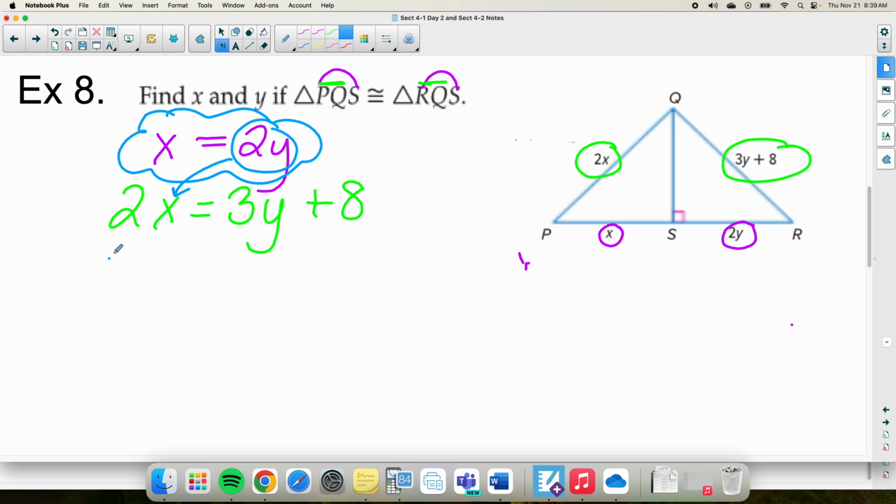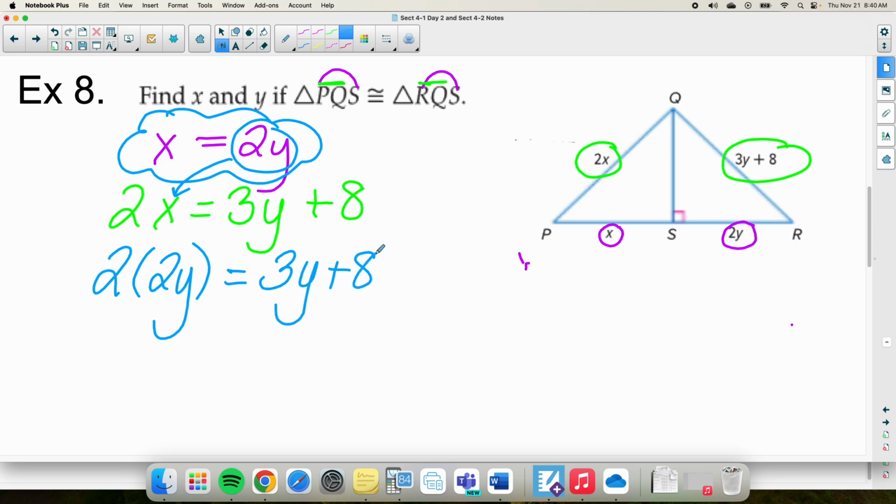So what I would have there is, in for x, I'm going to put 2y, so 2 times 2y equals, and then it's just 3y plus 8. Why that's nice now is I have the same variable in that equation. So 2 times 2y is 4y equals 3y plus 8. Then I'm going to subtract 3y.